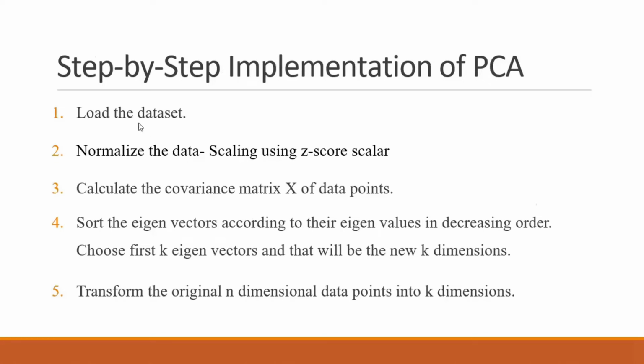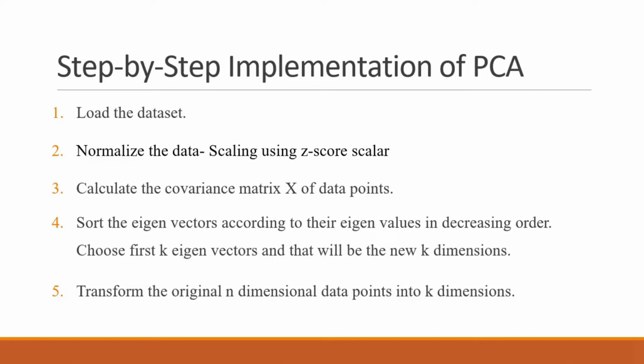So first, you have to load the dataset. Then you will have to normalize the data. Scaling using a z-score scaler is used. So z-score scaling is used to normalize the data before moving on to the next step, because the default data may have different variations, so we have to first normalize it so that we can bring it into a basic range of 0 to 1.